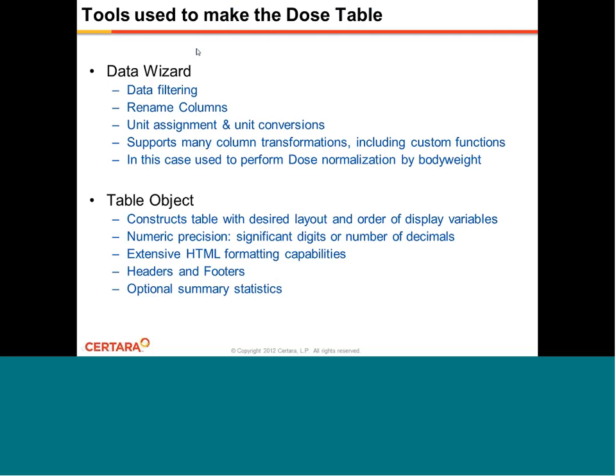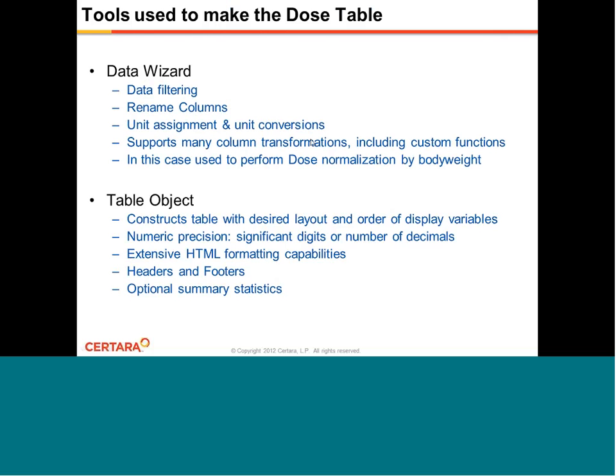So from the input data, some tools can be used to construct this dose table. The first of which is the data wizard. The data wizard actually is very flexible, and it allows operations such as data filtering, removing outliers or removing a subset of data that you don't want to analyze. You can use it to rename columns, perform unit assignment and unit conversions on columns.